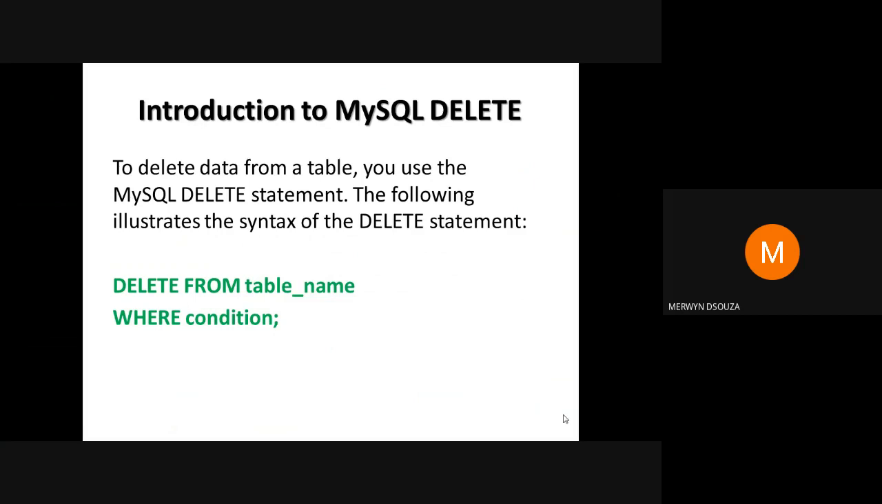The MySQL delete statement is used to delete data from a table. The following is the syntax of the delete statement. Delete from the name of the table followed by the where condition. The delete statement will delete rows that match the condition in the where clause. The where clause is optional.